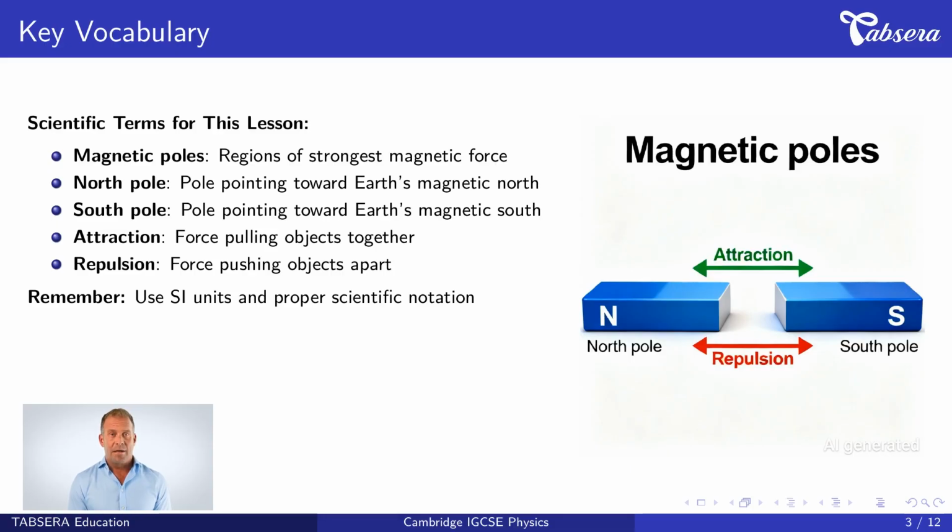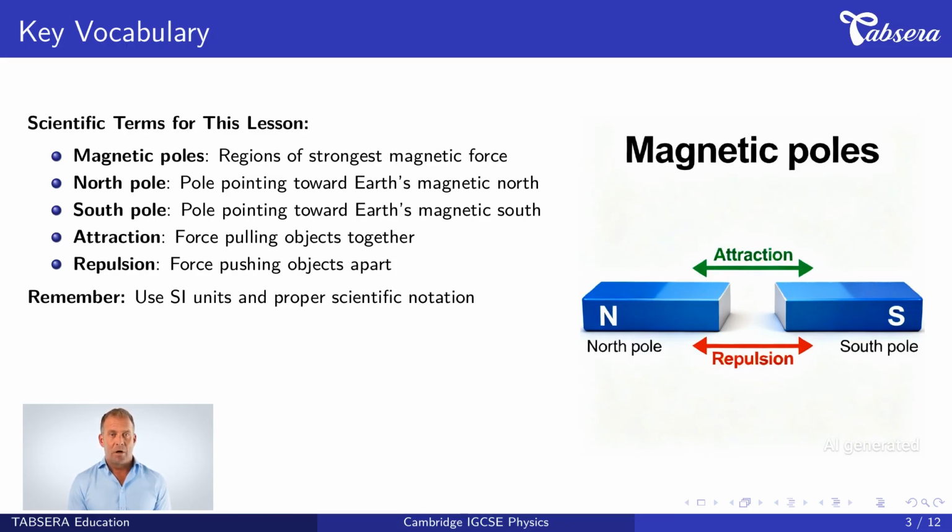Now let's define our key vocabulary. Each term is essential for understanding this lesson. First, magnetic poles, which means regions of strongest magnetic force on a magnet. Every magnet has exactly two poles. Second, north pole, which means the pole that points toward Earth's magnetic north when the magnet moves freely. We abbreviate this as N-pole.